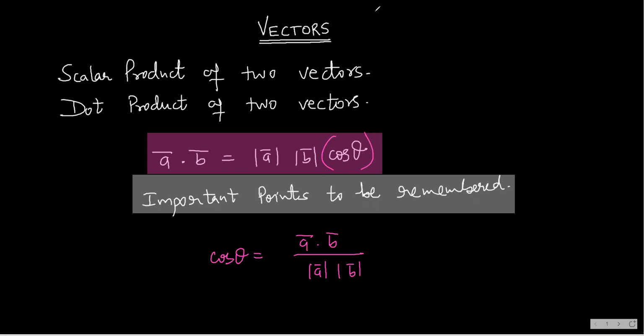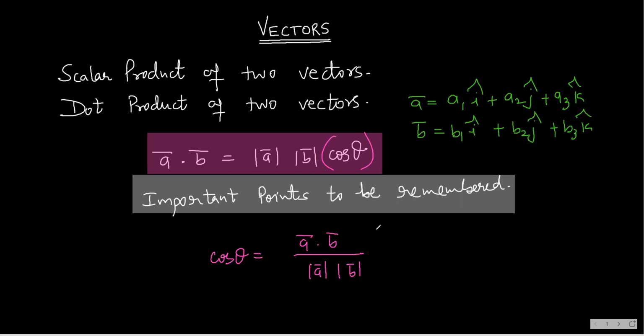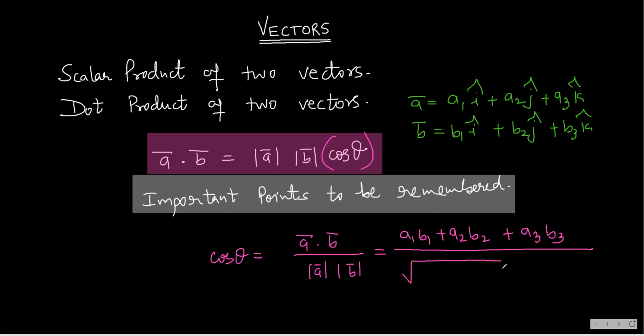If you are writing vector a bar as a1 i cap plus a2 j cap plus a3 k cap, and b bar as b1 i cap plus b2 j cap plus b3 k cap, then a bar dot b bar will be a1 b1 plus a2 b2 plus a3 b3, and mod of a bar will be square root of a1 square plus a2 square plus a3 square, and mod of b bar will be square root of b1 square plus b2 square plus b3 square. So this much we had done.